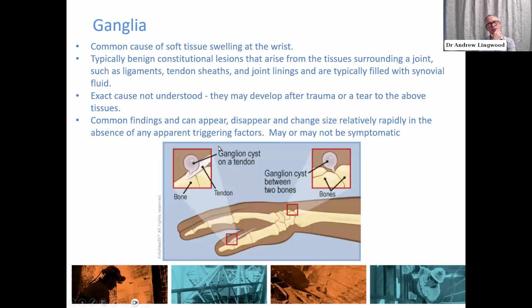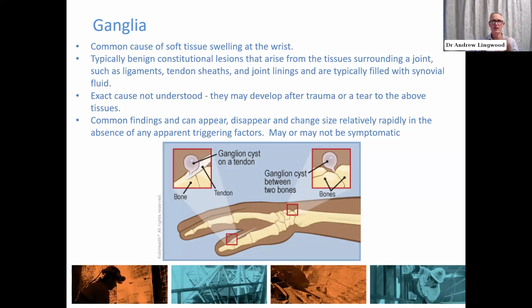So, as we're coming towards the last couple of conditions, let's talk a little bit about ganglia, or ganglion. Ganglia, which is the plural for ganglion, are common soft tissue swellings, typically around the wrist. They can occur in other joints as well. We can get them around the elbows and lots of other joints, but classically they're on the wrist, often on the back of the wrist.